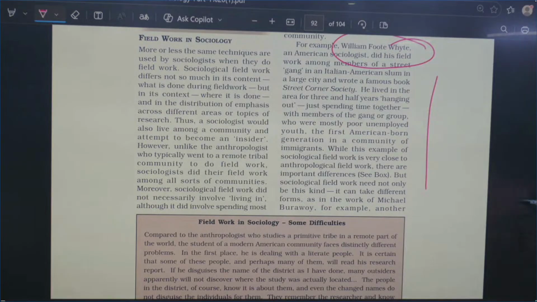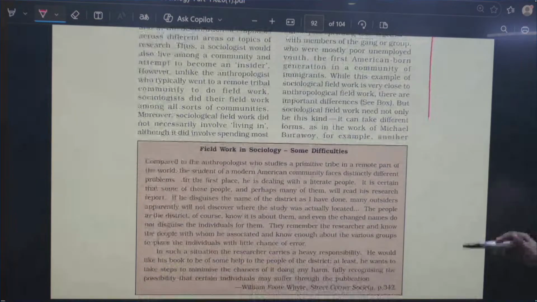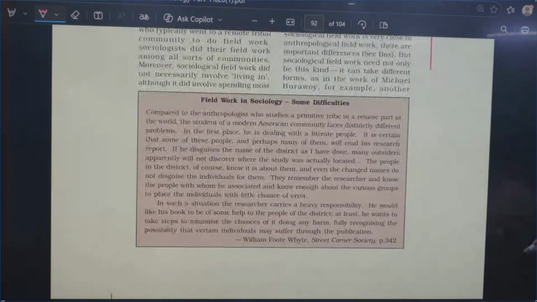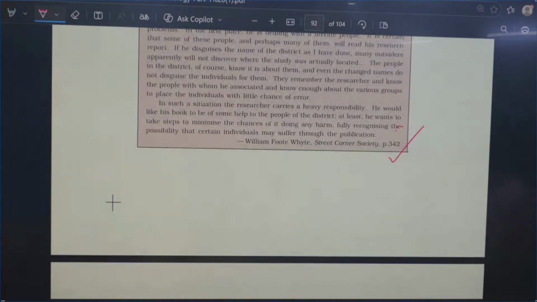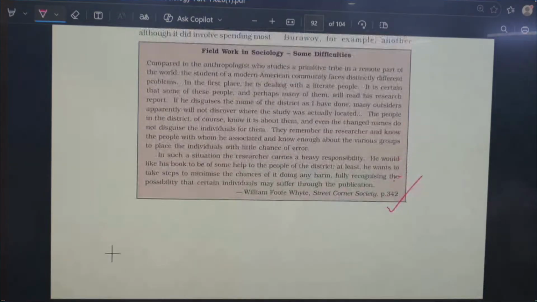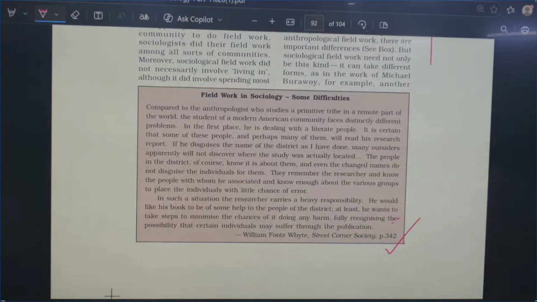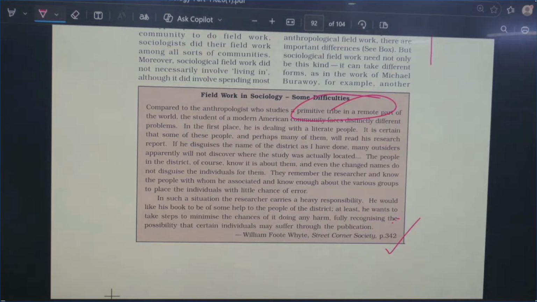For example, you can write down this, okay? Fieldwork in sociology, some difficulties. लिख लेना, ये बहुत इंपॉर्टेंट है, William Foote Whyte. ओके, read this. Compared to anthropologists who study a primitive tribe in a remote part, although this is a myth, okay, ऐसे नहीं है. Anthropologists study just like sociologists do.